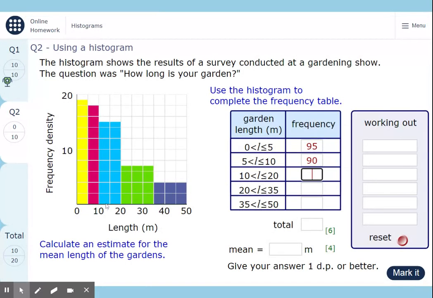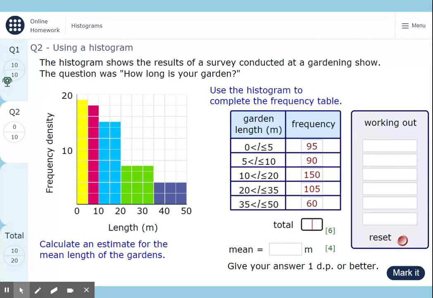And so on. The blue bar, the width is 10, and it goes up to, let's have a look, 10, 12, 14, 15. So 15 times 10 is 150. The green one, this time the width is 15 and the height is 2, 4, 6, 7. 7 times 15, I'm sure you would all agree, is 105. And then finally, we have a width of 15 and a height of 4. 4 15s is 60.